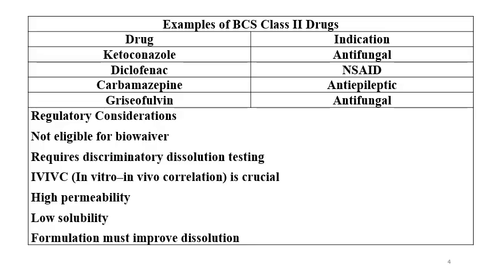Then examples are here for the BCS class 2 drugs like diclofenac, carbamazepine, griseofulvin, ketoconazole. These belong to different indications. Regulatory considerations for the BCS class 2 drugs. So these are not eligible for the biowaiver because biowaiver is granted for the high soluble APIs. It requires discriminatory dissolution testing, with the demonstration of discriminatory power, which is very important because the BCS class 2 drugs are having the low solubility and dissolution impacts the bioavailability. IVIVC is crucial. These drugs have high permeability, these drugs have low solubility, so formulation must be made or attempted to improve the dissolution.